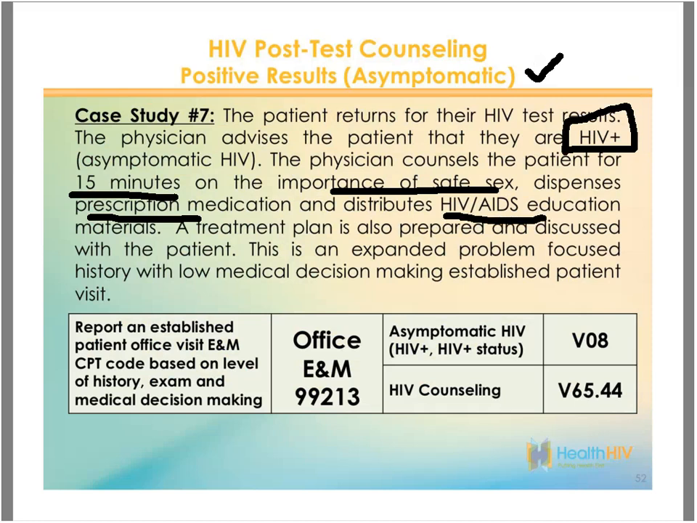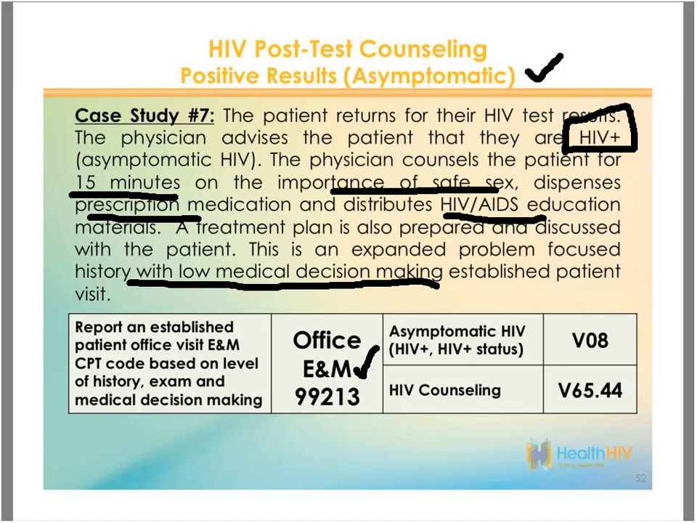There's a treatment plan that's prepared, and because this is an established patient, the doctor documents an expanded problem-focused history with low medical decision-making. So the E&M level in this case is 99213.